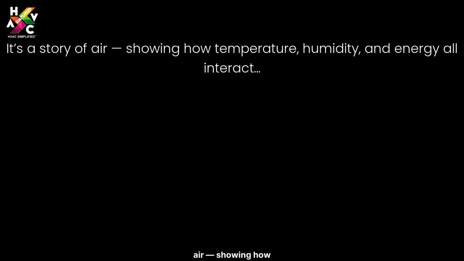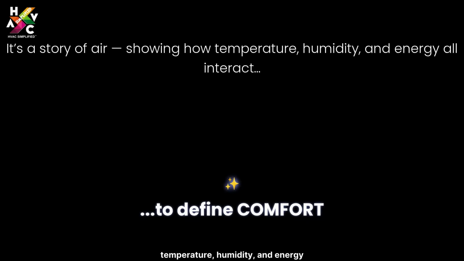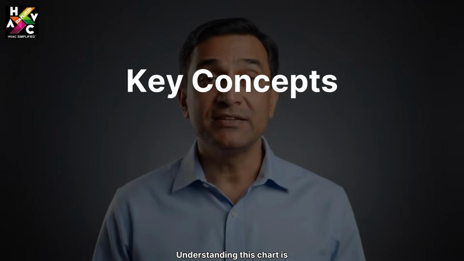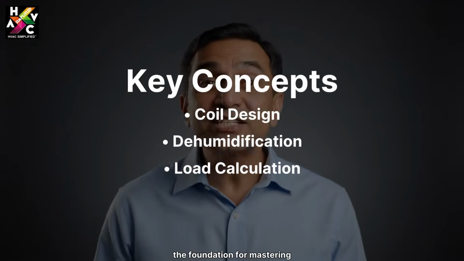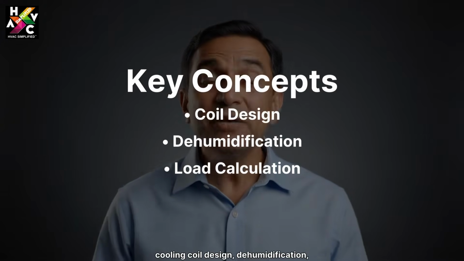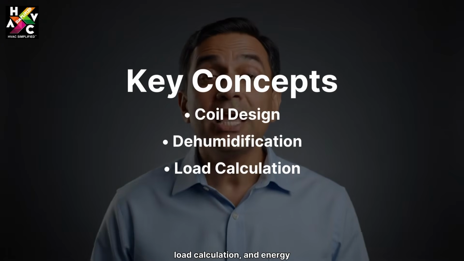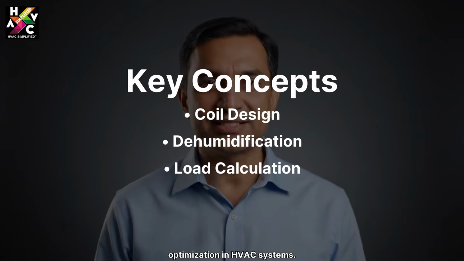So, the next time you look at a Psychrometric Chart, don't be intimidated. It's not just a bunch of lines. It's a story of air, showing how temperature, humidity, and energy all interact to define comfort. Understanding this chart is the foundation for mastering cooling coil design, dehumidification, load calculation, and energy optimization in HVAC systems.